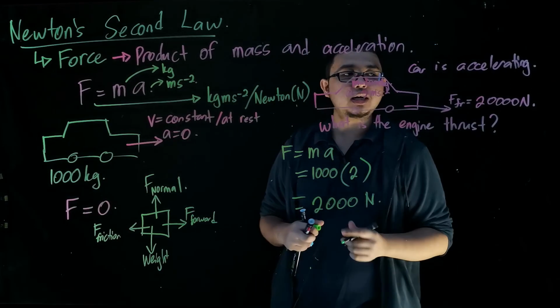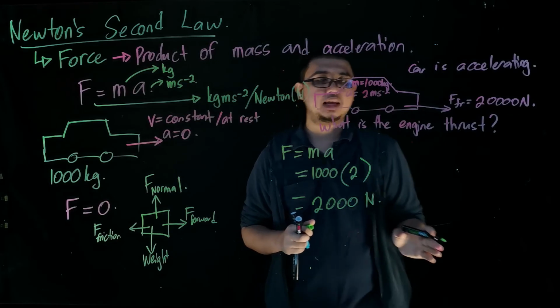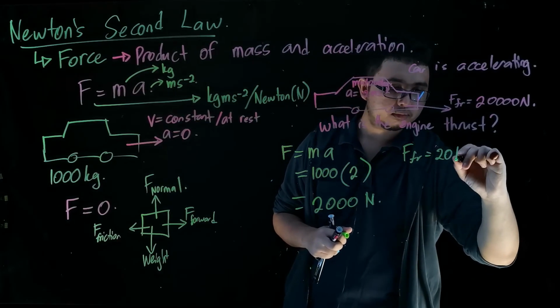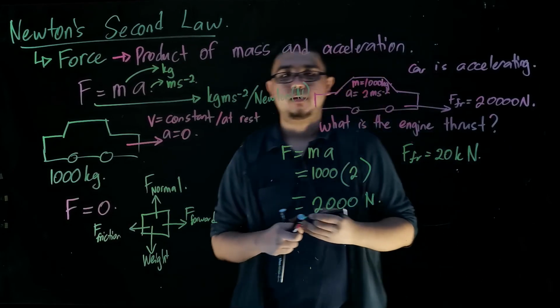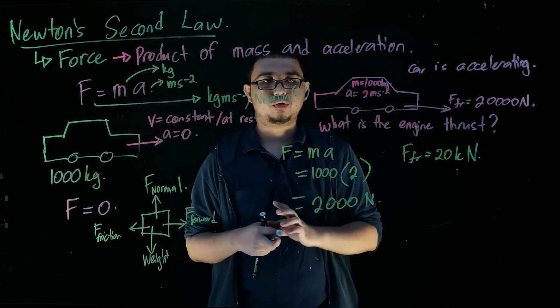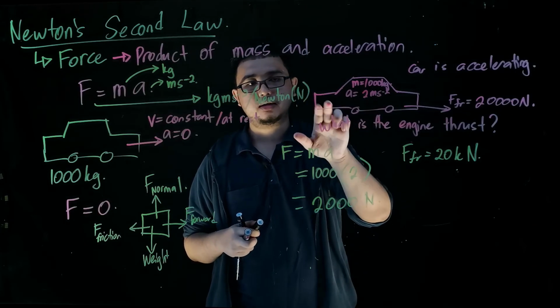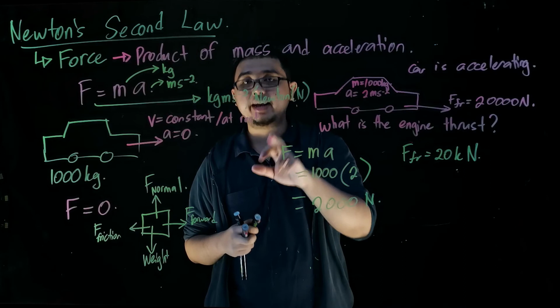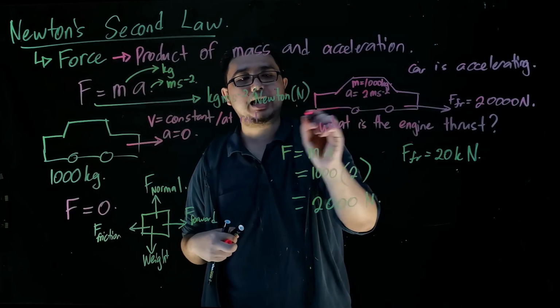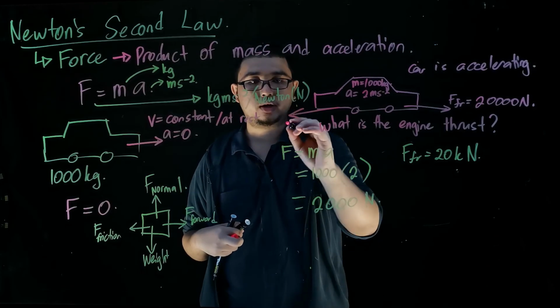Now, your frictional force is 20,000 Newton. How much engine thrust needs to be produced to ensure that this car is moving at an acceleration of 2 meters per second square is what we calculate with our formula.